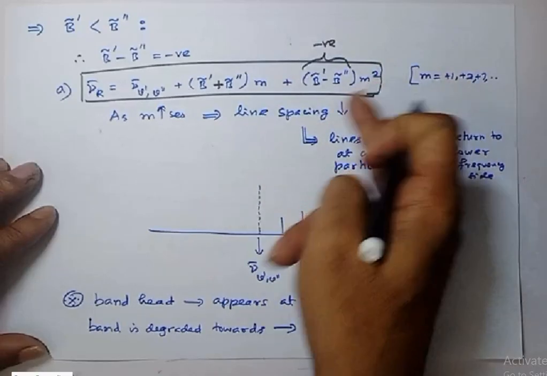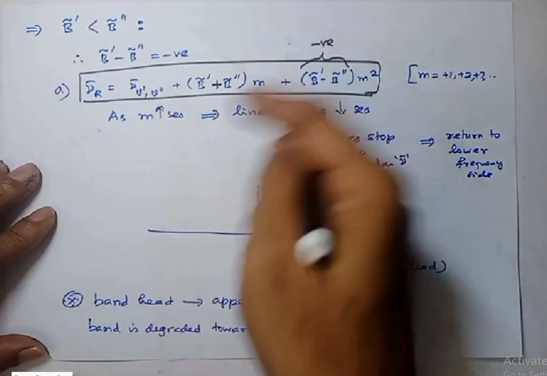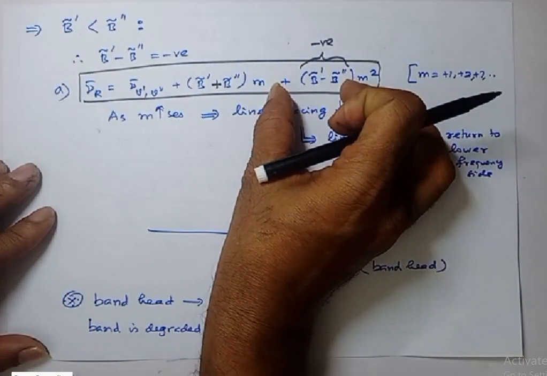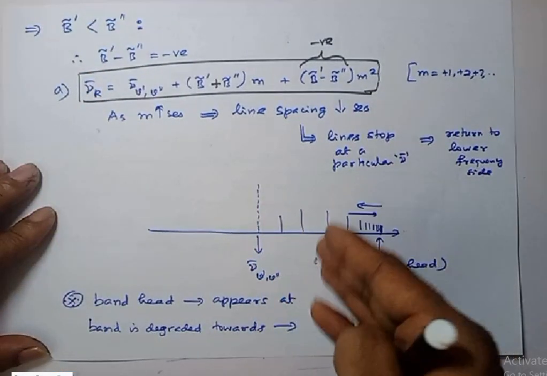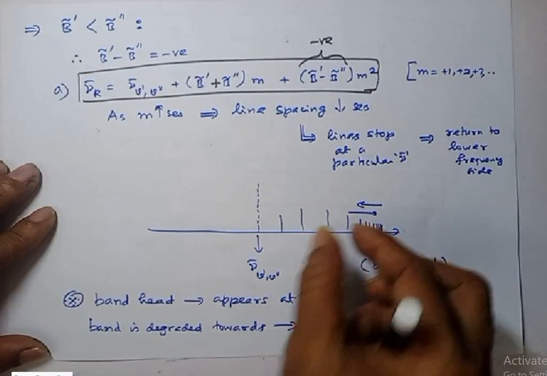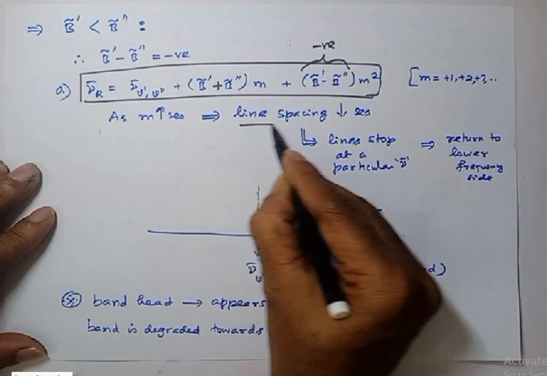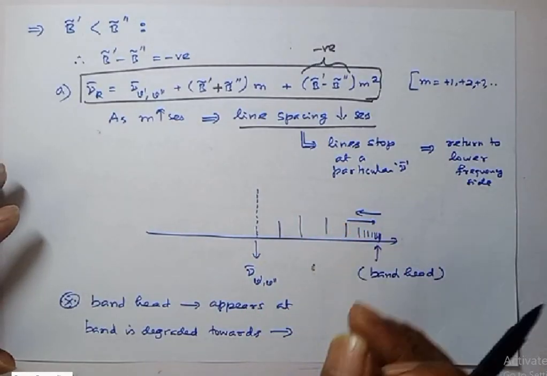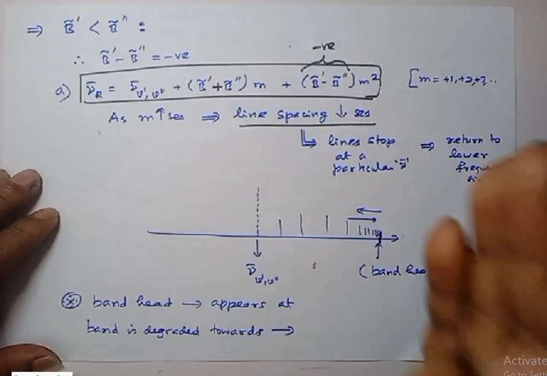Now as m increases, here I have m, here I have m square. So as m increases, what will happen? Since this is a negative quantity, as m increases, the line starts to appear closely. So as m increases, line spacing decreases. The line starts to appear closer. What will happen? At one particular frequency, the line stops.